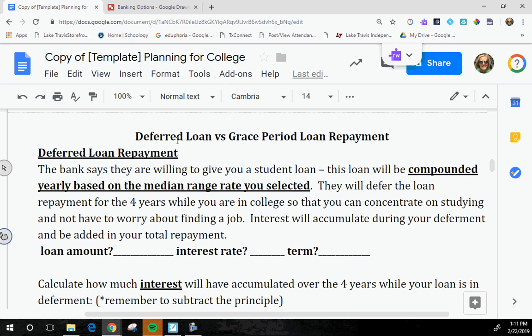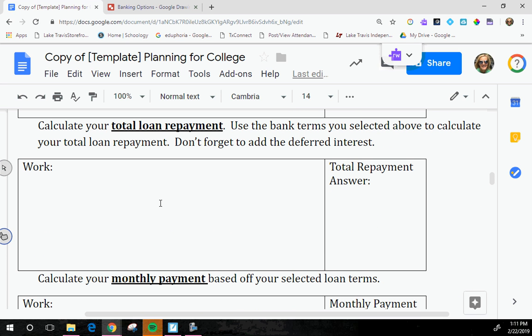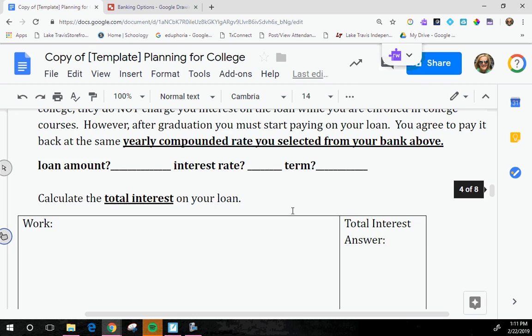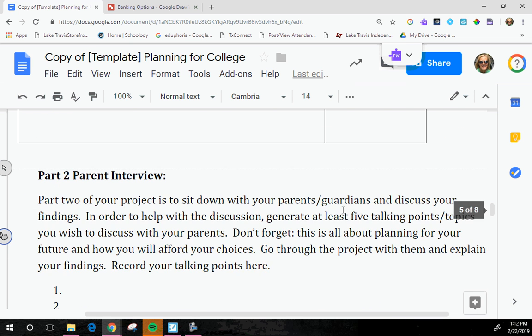Now, you're going to have deferred loans. You're going to understand the difference between a deferred loan and a grace period loan repayment. I will talk more about this on Monday. But in a nutshell, a deferred loan payment means you're not going to pay it until you get out of college, but you are still going to have to pay the interest while your payment is deferred. And then your grace loan is when you don't have to pay the interest. I'm going to go over that again, like I said, in great detail, but all of the steps will be on here. So you're going to do your loan repayment. You're going to figure out what your monthly payment is based on all that.